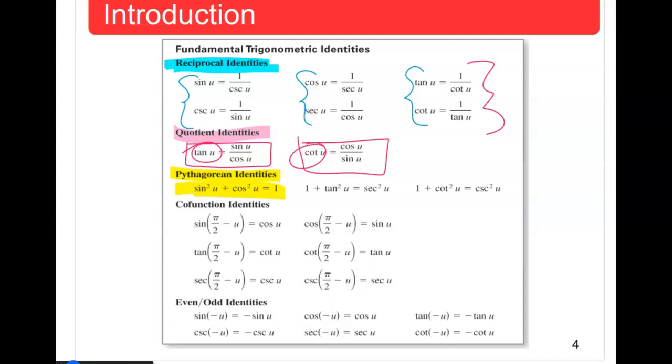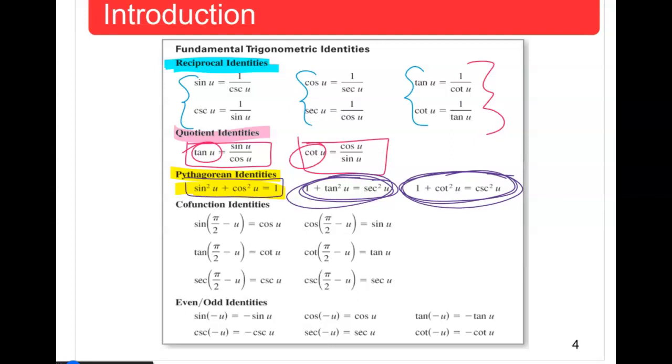So from that one, in a previous section, we derived two variations of it, and that was by dividing everything by cosine squared to get the second one here, and then to get the third one of the Pythagorean identities, we divided the original by sine squared all across, and that's how we arrived at it.